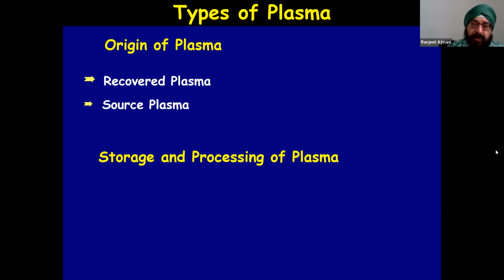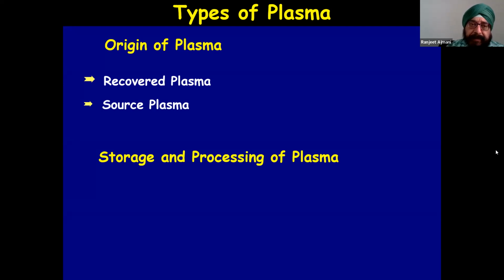Then there is what is called source plasma or apheresis plasma. In most places in the world, other than 1 or 2 countries, source plasma is a paid activity, which means a person goes to a plasma center, not the blood center. He or she donates the plasma and gets compensated for that plasma. And these rules and regulations for source plasma vary from country to country.